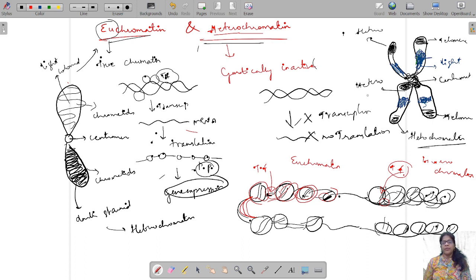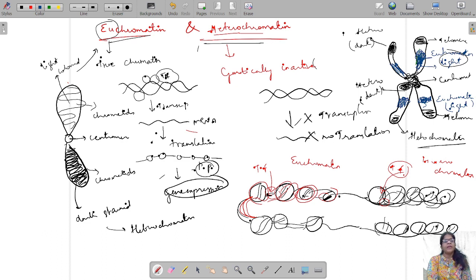Okay, this is a euchromatin. They're generally dark in color. Okay, hope I am clear with the differences between these two. Right, so hope you got an idea regarding this. I will also post the links regarding this for better understanding.